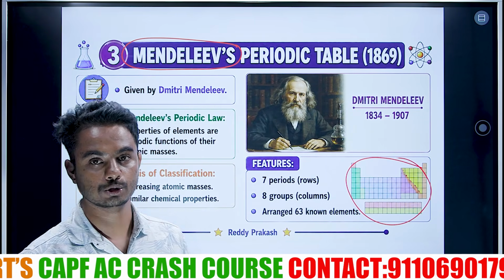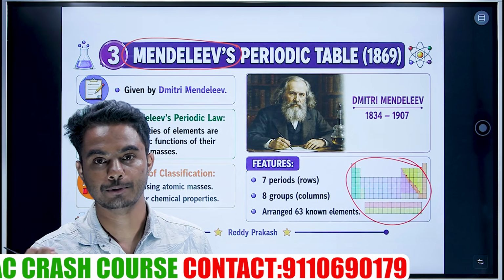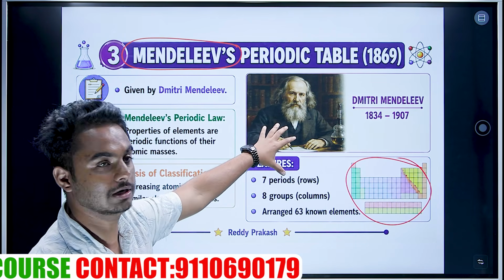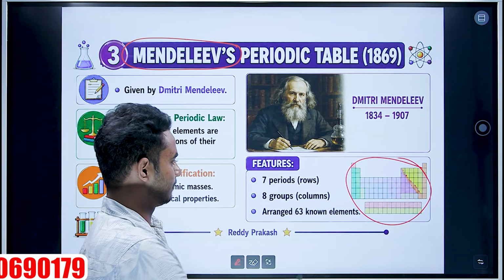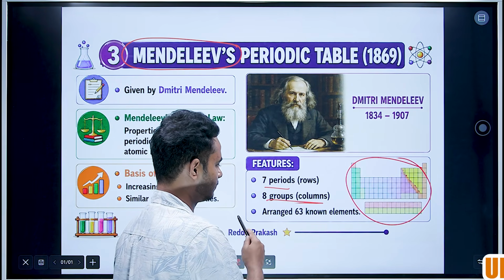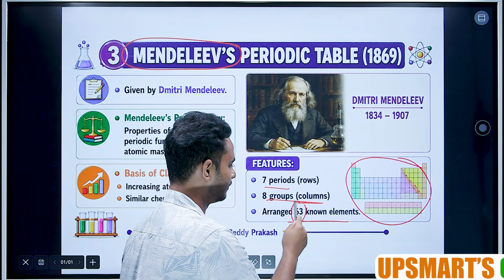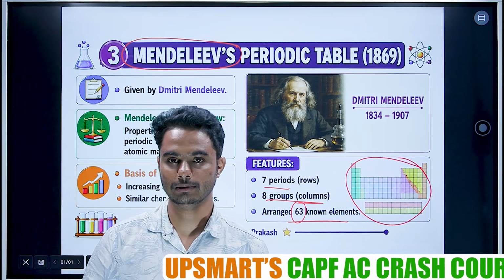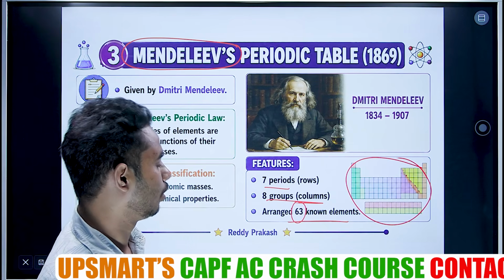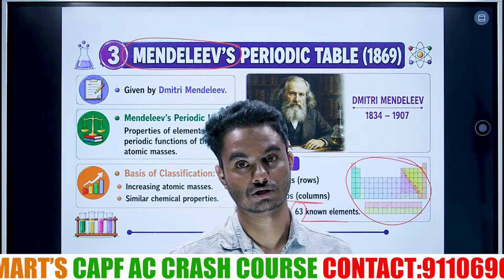Based on this, Moseley gave the modern periodic table. He was the original founder, Dmitry Mendeleev. Same, 7 periods, 8 columns, 63 known elements. Later, the number of elements increased. That became the modern periodic table. Fine. Mendeleev, what he did is, we'll understand his contributions now.